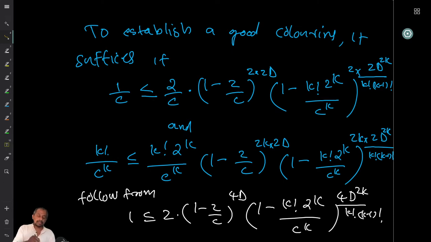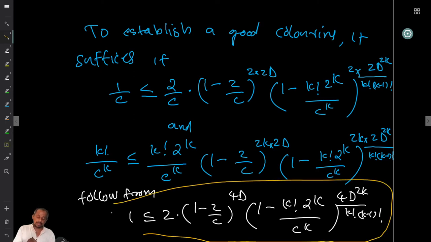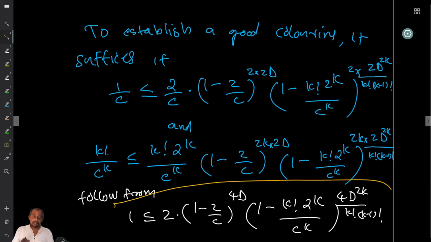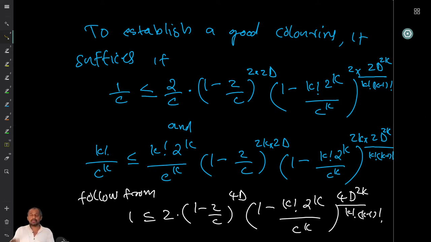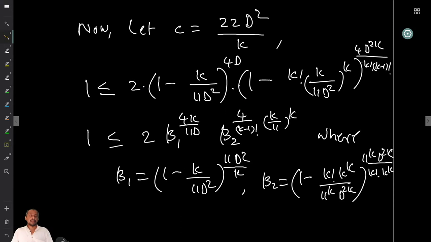So basically, this inequality follows from proving this inequality, which is 1 less than or equal to 2 into 1 minus 2 raised to 4 delta into 1 minus k factorial 2 raised to k by c raised to k whole raised to 4 delta raised to 2k by k factorial into k minus 1 factorial, after cancelling out the c also. Now, after this, it is just routine calculation to see for what value of c this works out. But let me go into a little more detail.